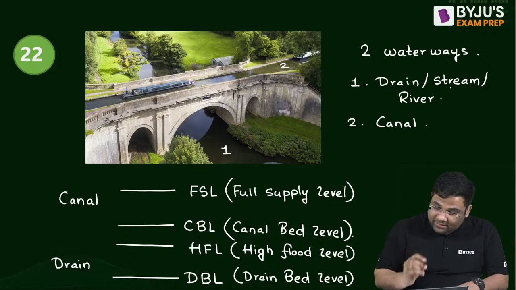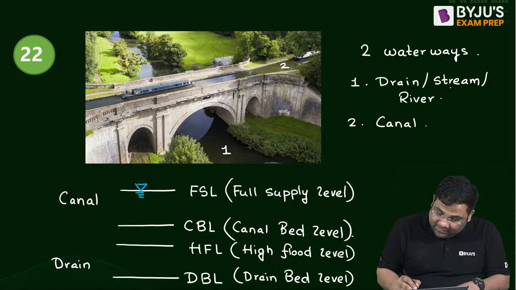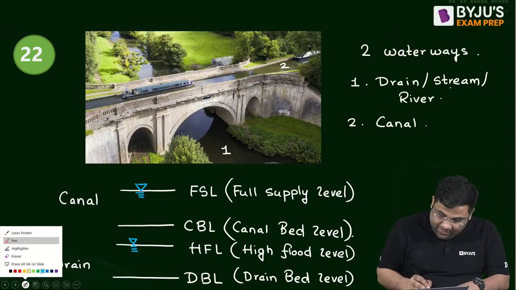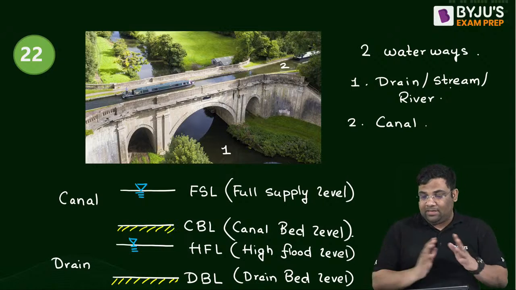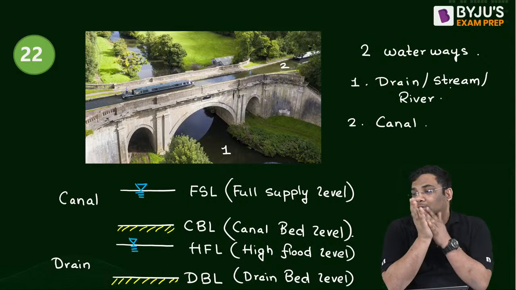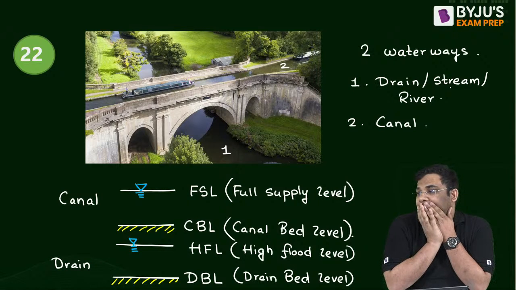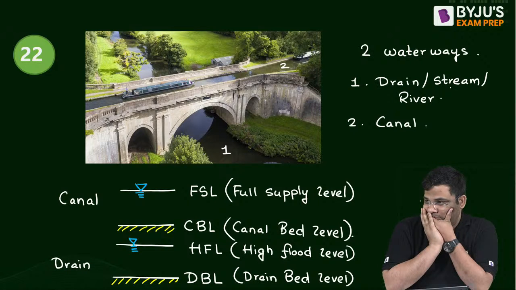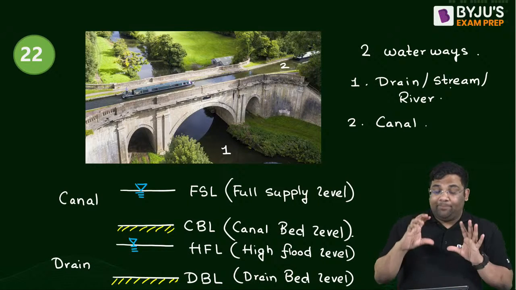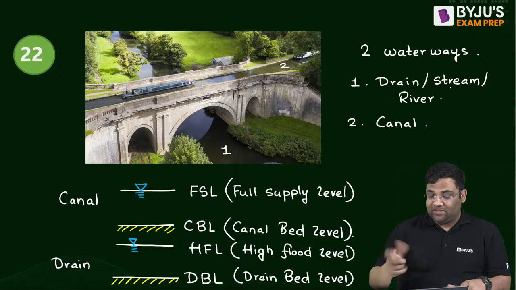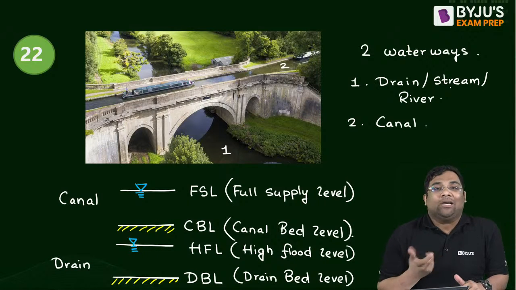So here, coming back to this, everybody understood these terms or not? DBL, CBL, FSL and HFL. Please tell me, everybody understood these four terms or not? Very good. Now, depending upon the relative position of these four levels, we will have different cross drainage.